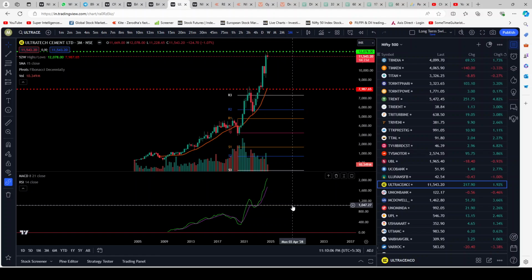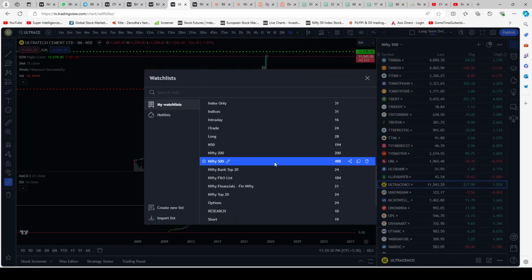But for it to really become a rocket, it needs to cross the R3 on Fibonacci. Once the R3 on Fibonacci is crossed, generally two things will happen. Either it'll retrace once and go sideways for a couple of months and then become a rocket, or it'll straight away become a rocket. All right. For example, I can show you.